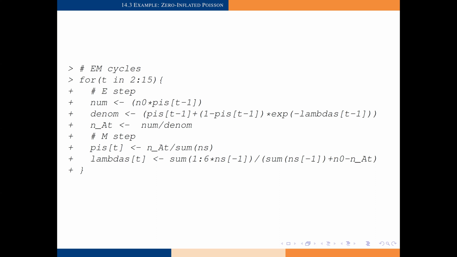You want to divide that by the total number of people who you believe come from class B, right? What is that? It's the total number of people who have more than 0 drinks plus N0 minus NA old, right? NA old is what we call NAT over here, which is currently our expectation of individuals who never drink. We want to exclude these people from taking the average for population B. That's going to be our lambda updated value.